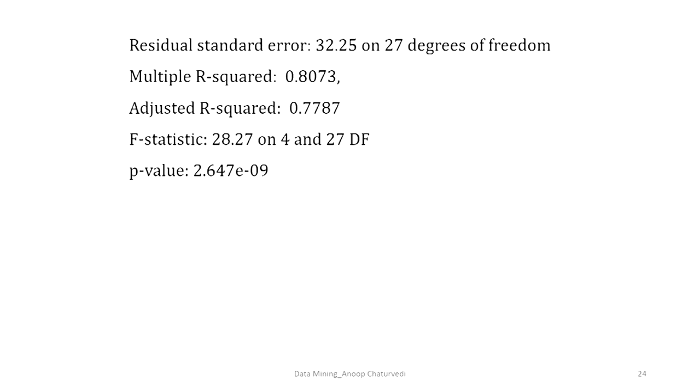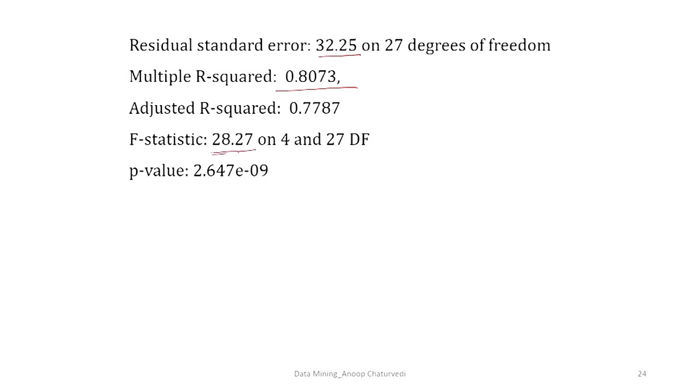Now, if we consider the entire model, then the residual standard error is 32.25 on 27 degrees of freedom, and the multiple R square is 0.8073, which is quite high. So, your model is able to explain more than 80% of the variation in Y. Adjusted R square is 0.7787, or around 0.78.